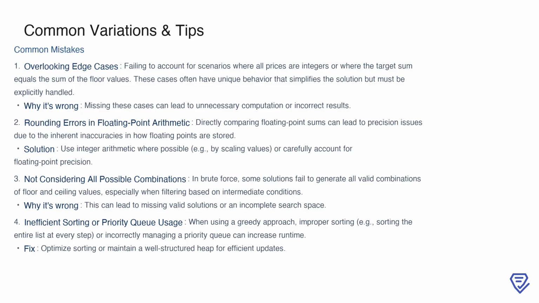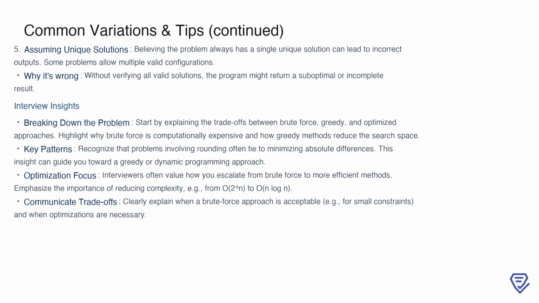Lastly, improper handling of sorting or priority queues in greedy methods can lead to inefficiencies, such as sorting the entire list repeatedly. Optimizing the sorting process or maintaining a structured heap for updates can make the algorithm more efficient. Another frequent mistake is assuming the problem always has a unique solution. In reality, there can be multiple valid configurations that meet the target, and failing to account for this can result in suboptimal or incomplete outputs. To avoid this, it's important to verify all valid solutions.